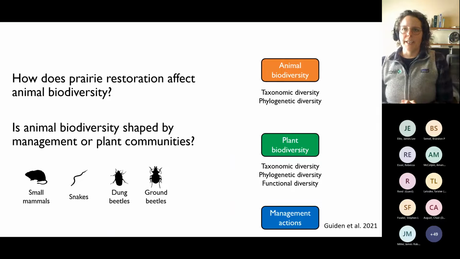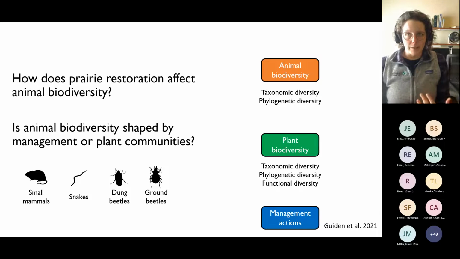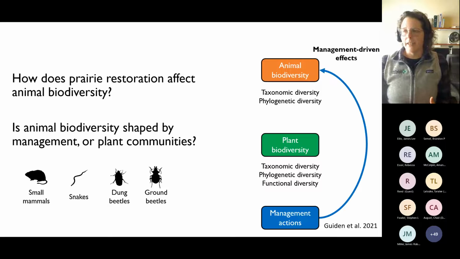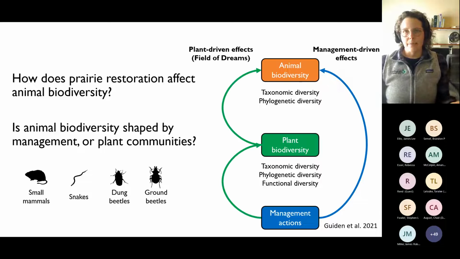And the key questions that this team was asking was, how does prairie restoration affect animal biodiversity? And is animal biodiversity shaped by management or by plant communities? And to do this, they wanted to look at these direct effects of management actions and these impacts of plant biodiversity. They set this up as the field of dreams hypothesis. If you build it through a diverse plant community, will the animal community come? Will they follow?